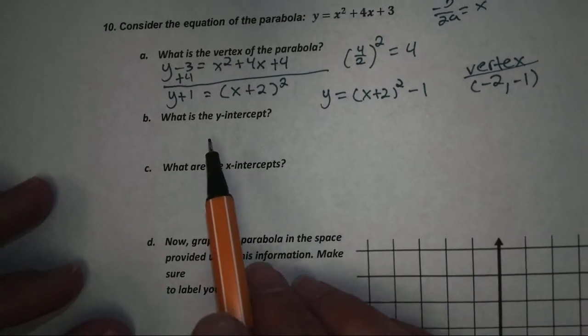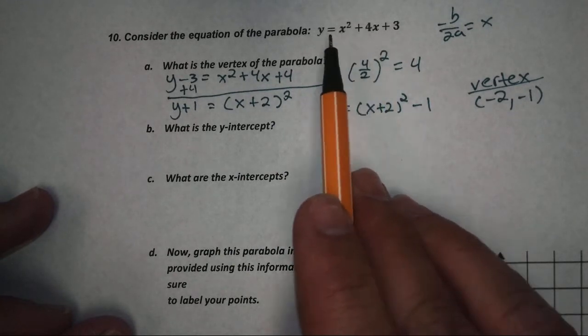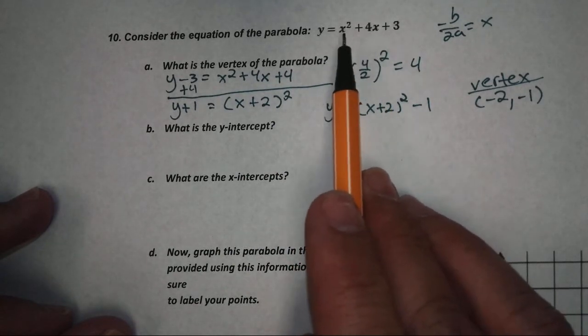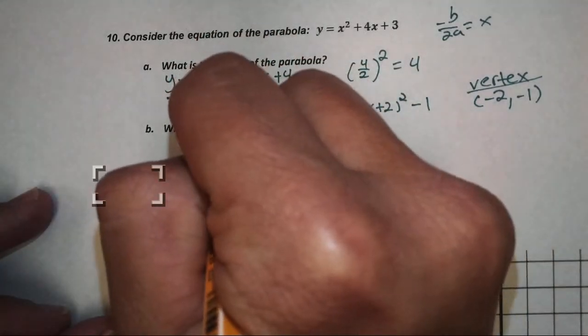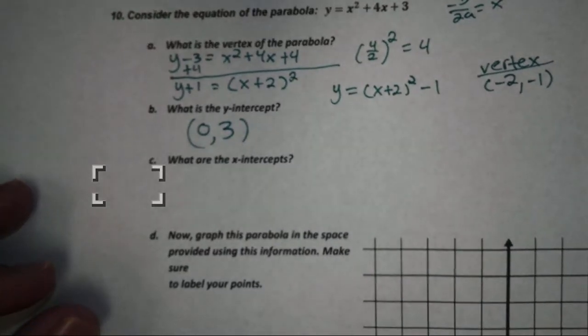All right, b, what is the y-intercept? So go to our equation, y-intercept, you make the x's 0. That means they cancel out altogether and you're left with just a 3. So the y-intercept is 0, 3.